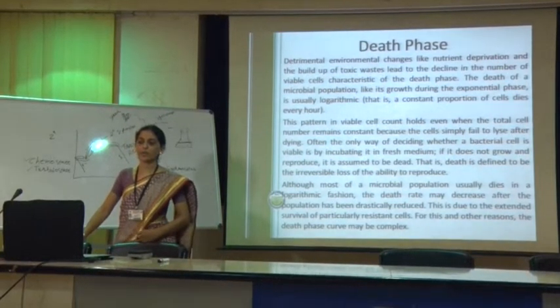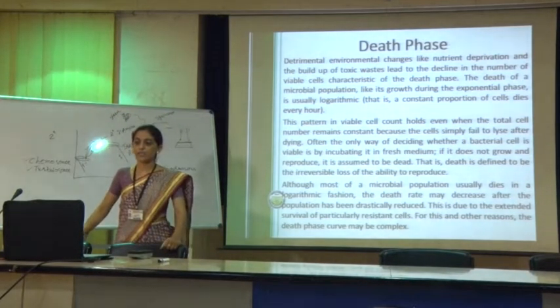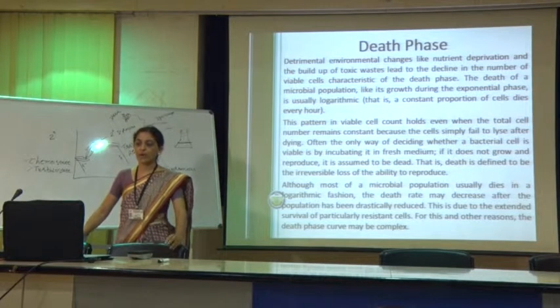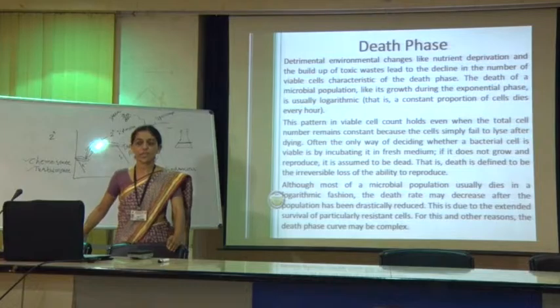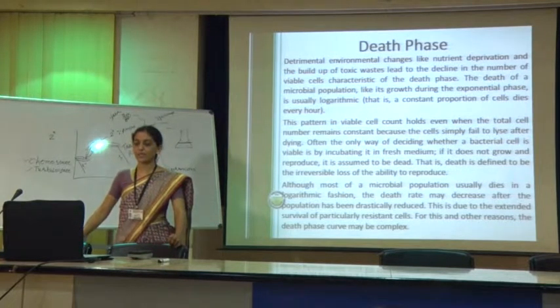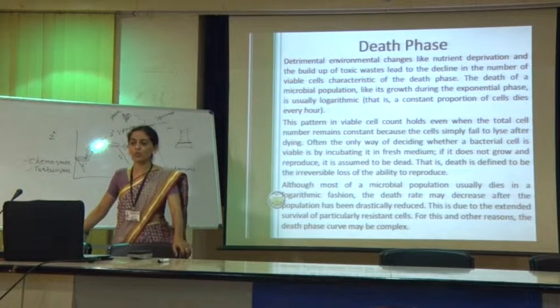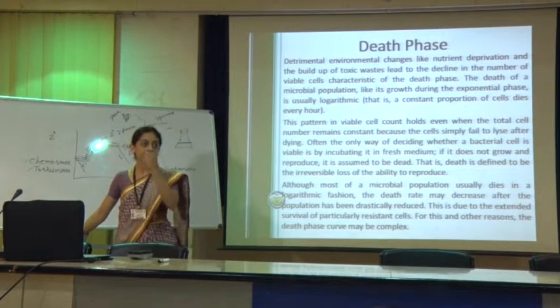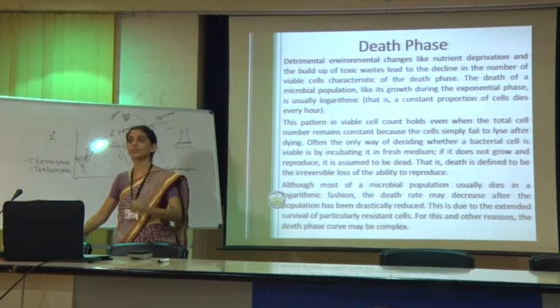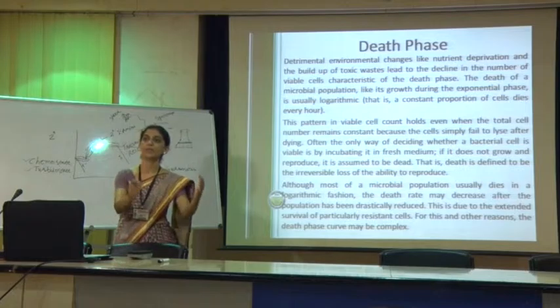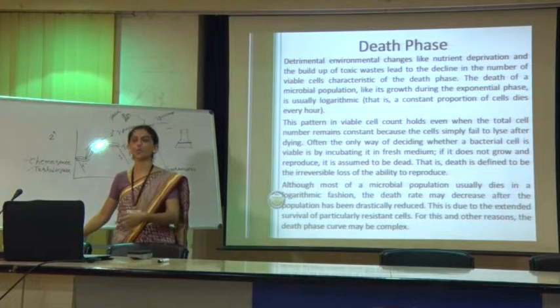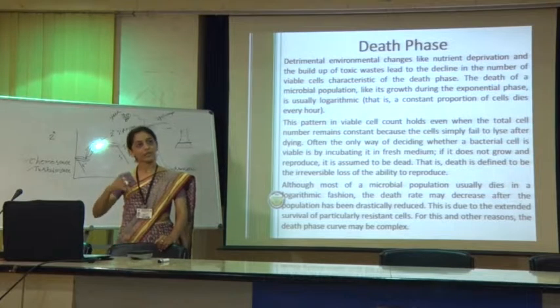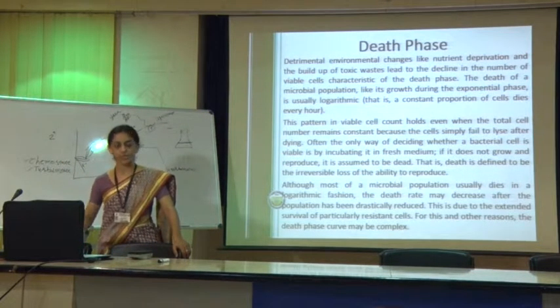The death of a microbial population, like its growth during the exponential phase, is usually logarithmic. This pattern in viable cell count holds even when the total cell number remains constant, because the cells simply fail to multiply after dying. Often the only way of deciding whether a bacterial cell is viable is by incubating it in fresh medium. If organisms are in the death phase or near it and you put them directly into fresh medium, you will get a little lag phase, and then the organisms will remain in the same phase.